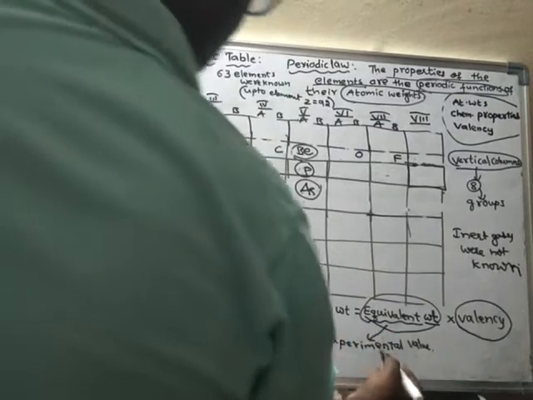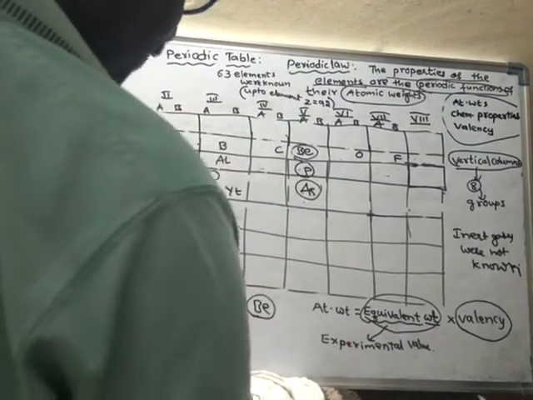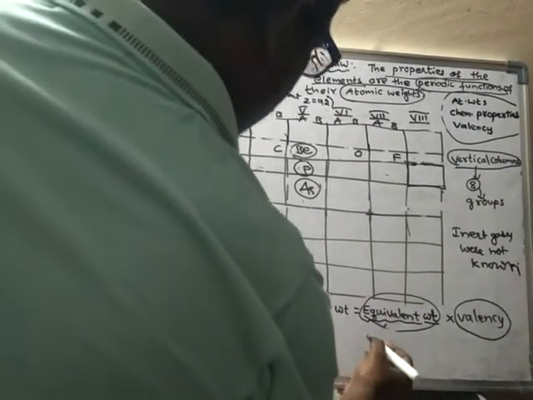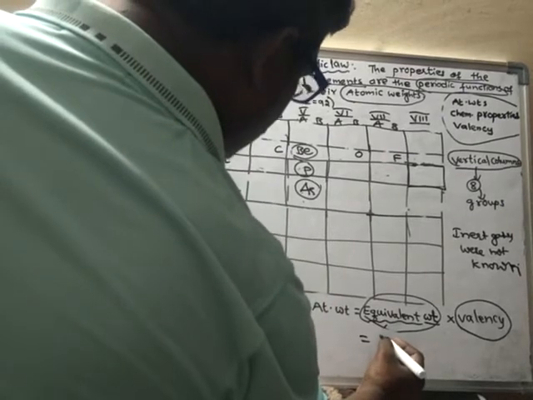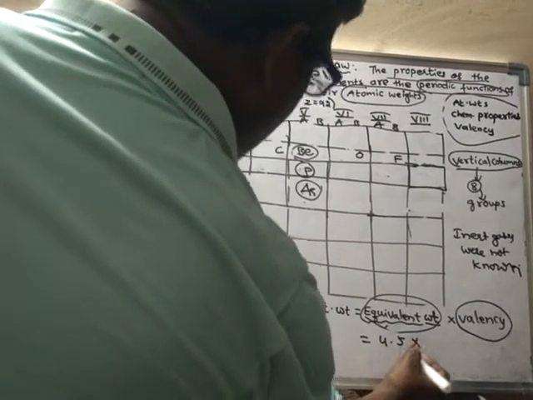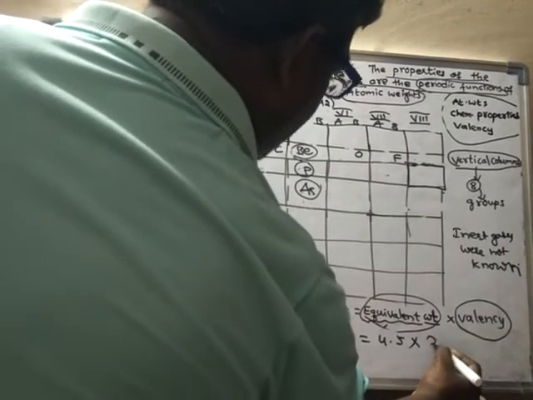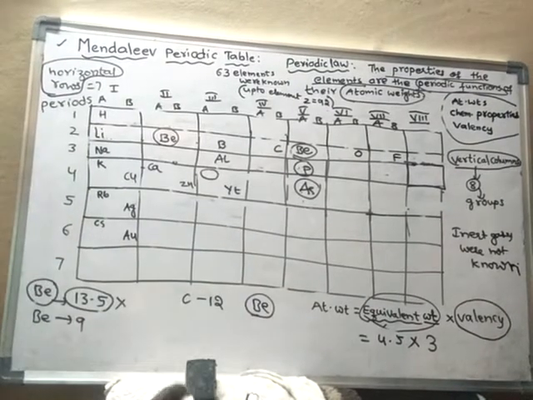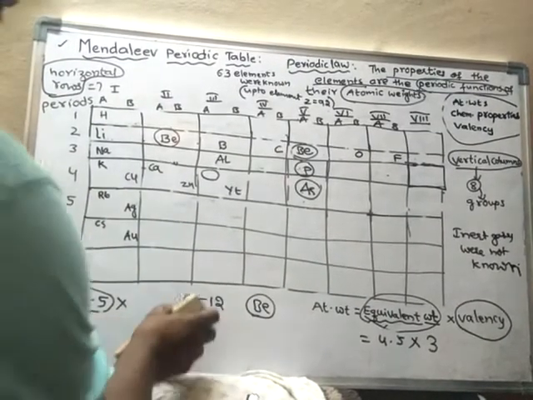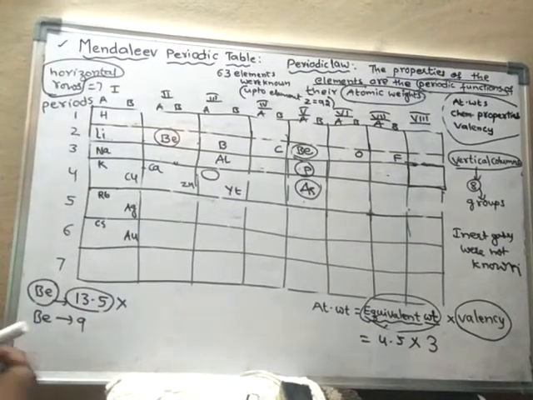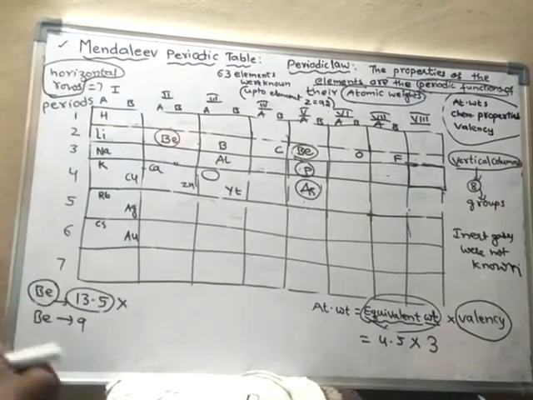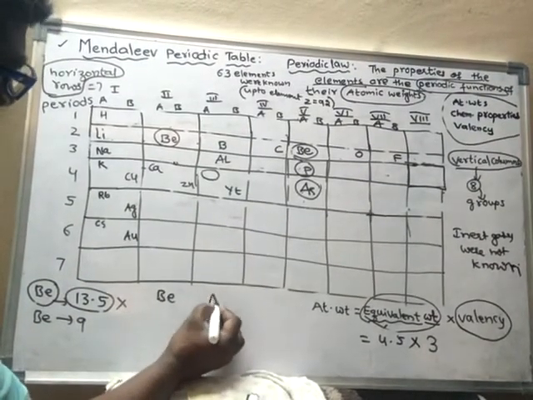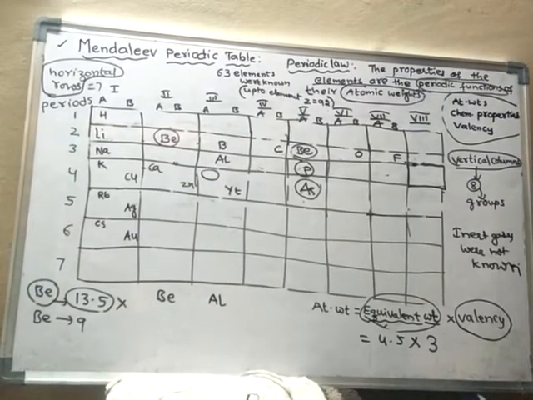So actually in the experiments, the equivalent weight of beryllium was known to be 4.5, and its valency was calculated as 3. Why was the valency of beryllium treated as 3? Because beryllium shows its properties with aluminum. The properties of beryllium are similar to the properties of aluminum in many respects.